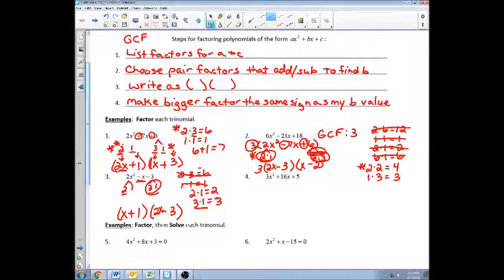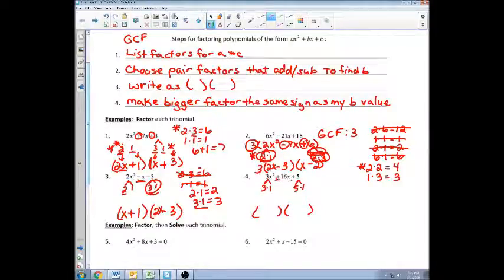3, 16, and 5. The first step is always to see if I have a GCF. Well, 3, 16, and 5, none of them are divisible by the same number, so that will not work. What I need to do now is to get my factors of 3 and my factors of 5. I need to list that. Remember that at some point, we're going to make parentheses, correct?